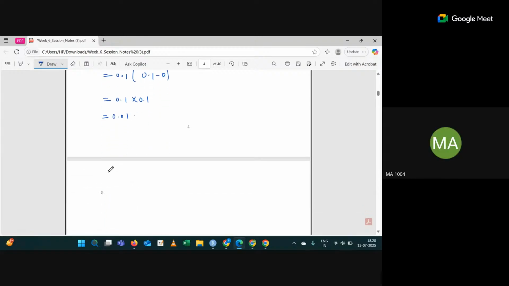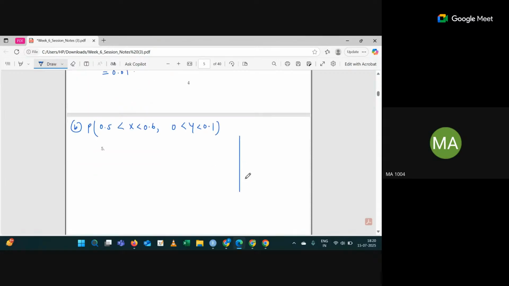Okay, let me take another example. Suppose I am interested in calculating the probability that x will lie between 0.5 and 0.6 and y will be between 0 and 0.1. Suppose this is my question, and if you see, the answer will be the same. That's okay, but let's try to solve this.